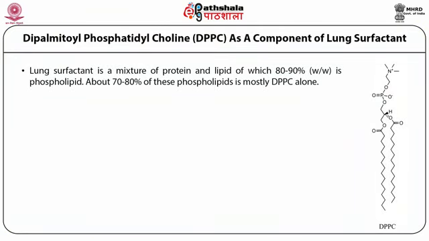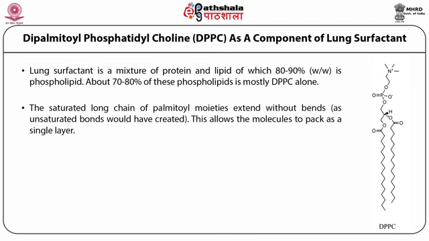Lung surfactant is a mixture of protein and lipid of which 80 to 90% on a weight basis is phospholipid. About 70 to 80% of these phospholipids is mostly DPPC alone. DPPC stands for Dipalmitoyl Phosphatidyl choline. What makes DPPC a useful constituent of lung surfactants? The saturated long chain of palmitoyl moieties extend without bends. This allows the molecule to pack as a single layer.